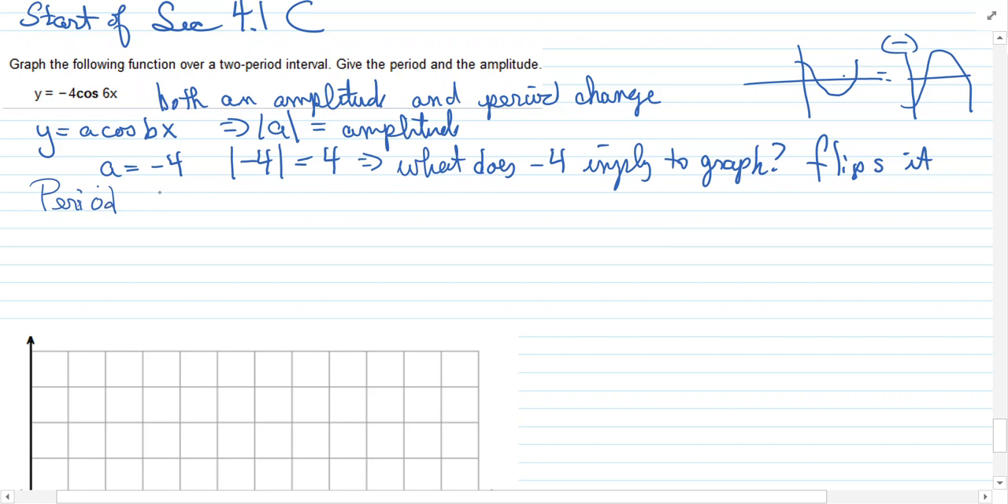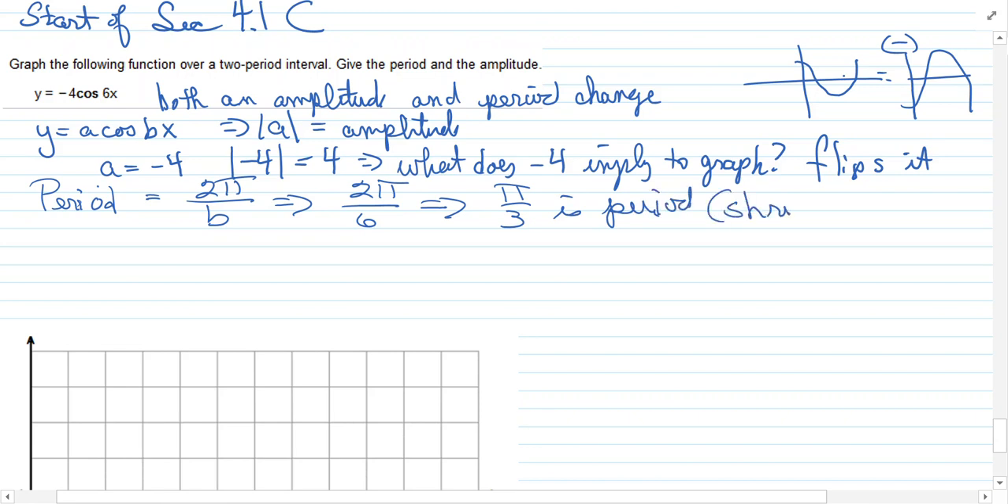The period is 2 pi divided by b. Well, that means I have 2 pi divided by 6, which means pi thirds is the period. So we're shrinking it. And for trig, it means it's going faster. In a shorter period of time, it is completing a cycle.